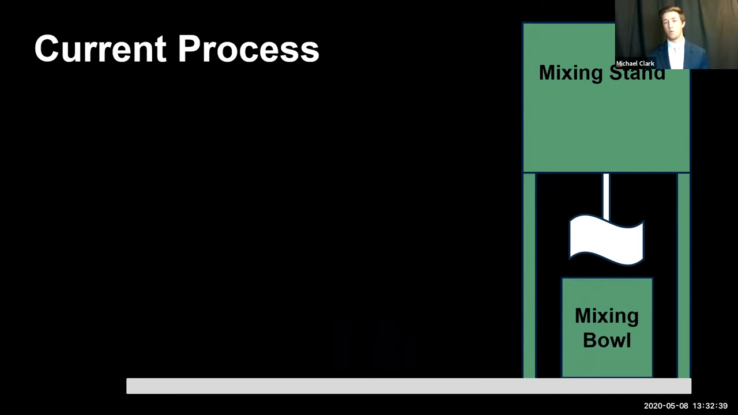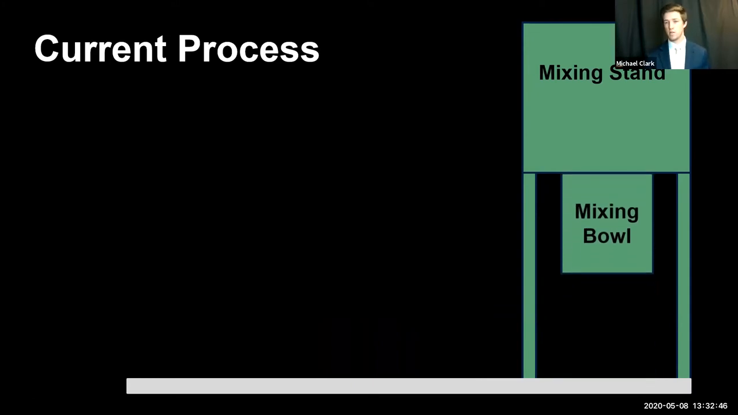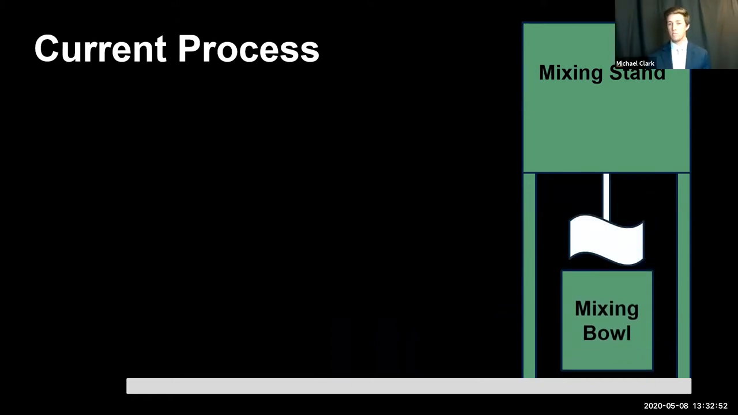So again, the workers put the liquid component into that mixing bowl and then by hand push it under the mixing stand. The workers then exit the building, go to that bunker, and from there there's a control panel that they use to raise the mixing bowl and start the mixing process. Once it's mixed for the allotted time, they will pause the mixing process and lower the mixing bowl. Then they'll enter the mixing building and by hand pull that bowl back out.